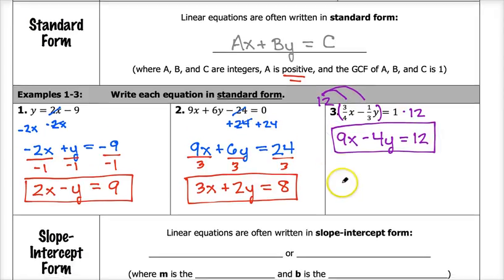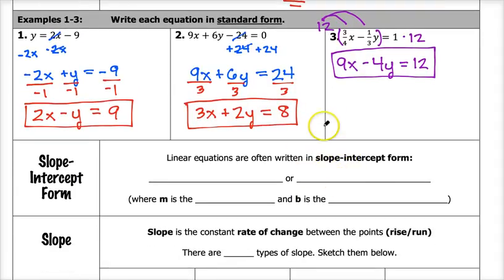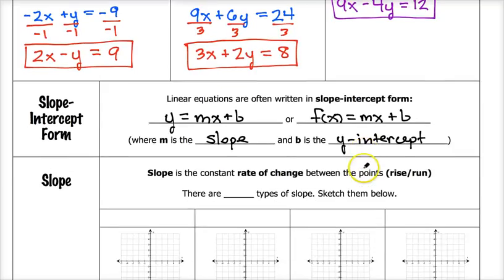We also have what is called slope-intercept form, and oftentimes you'll see linear equations also written in slope-intercept form. Slope-intercept form looks like this: y equals mx plus b, or sometimes you'll see it written in function notation: f of x equals mx plus b. In this form, the m is the slope, and the b is the y-intercept. So we'll practice with this form here in just a little bit on the back.